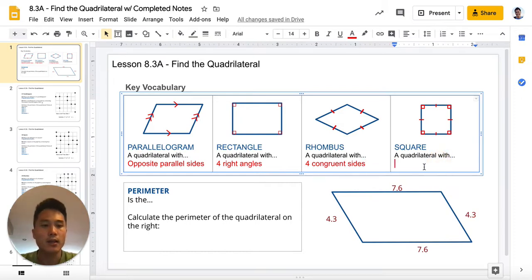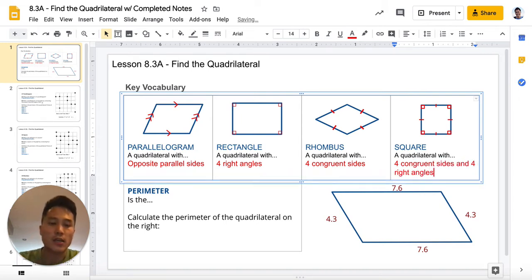And the last is a quadrilateral with 4 congruent sides and 4 right angles, and that's a square. So it's kind of like when you combine a rectangle and a rhombus, then you get a square.